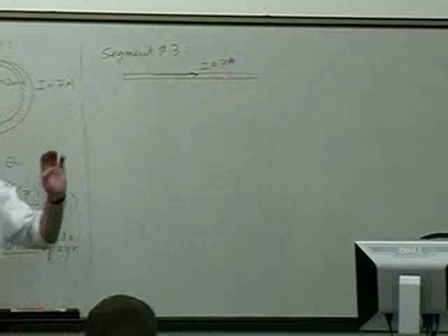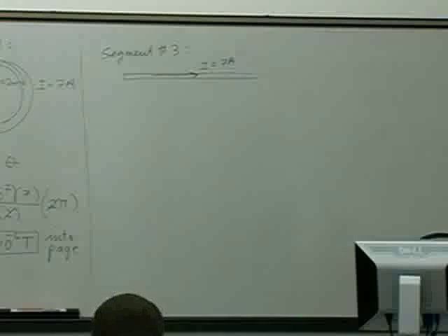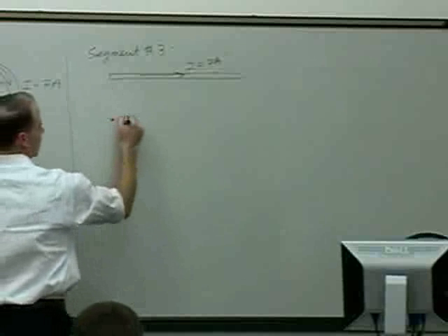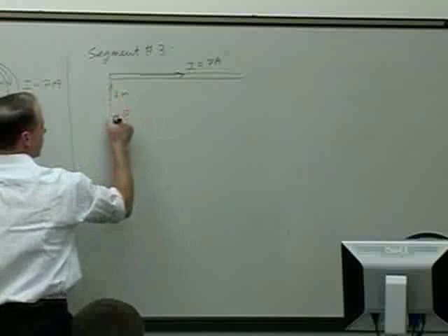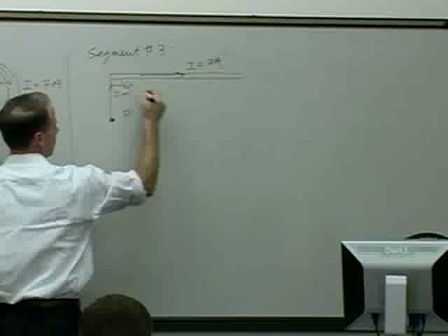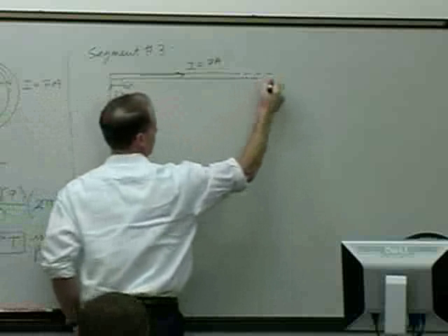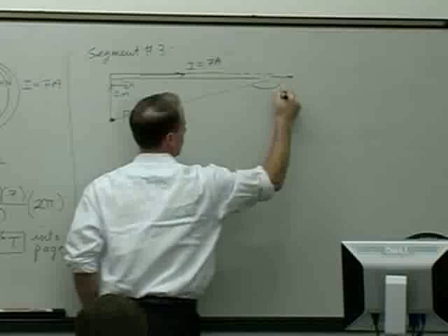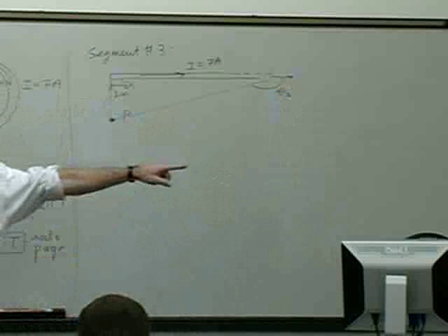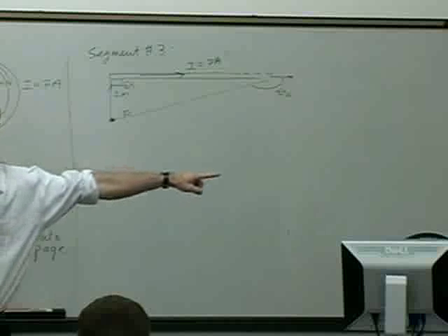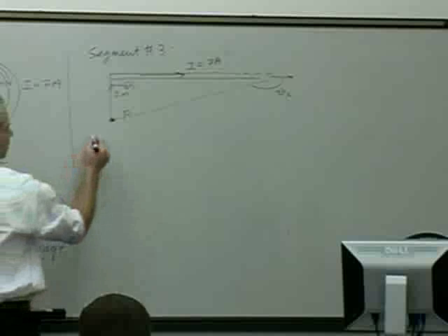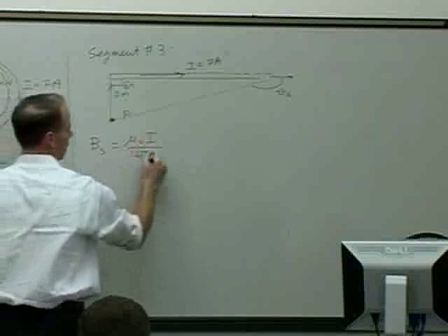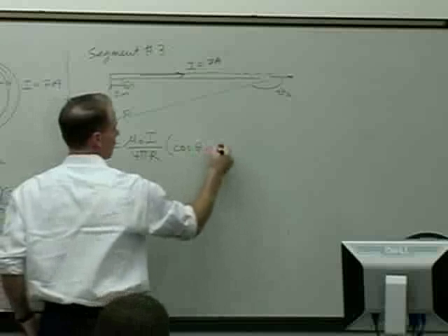Now segment 3. We have the segment that's semi-infinite, starting midway here and then going all the way infinitely to the right. And we've got point P here, 2 meters away. And this would be theta 1, and infinitely to the right here, this would be theta 2. In other words, from the current direction to the vector pointing to the point. So the magnetic field would be equal to mu naught I over 4 pi r times cosine of theta 1 minus cosine of theta 2.